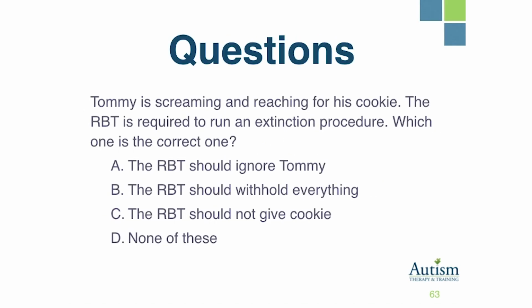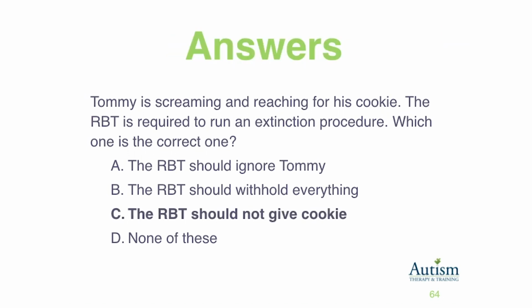Tommy is screaming and reaching for his cookie. The RBT is required to run an extinction procedure. Which one is the correct one? A. The RBT should ignore Tommy. B. The RBT should withhold everything. C. The RBT should not give cookie. Or D. None of these. And the correct response is C. The RBT should not give the cookie.